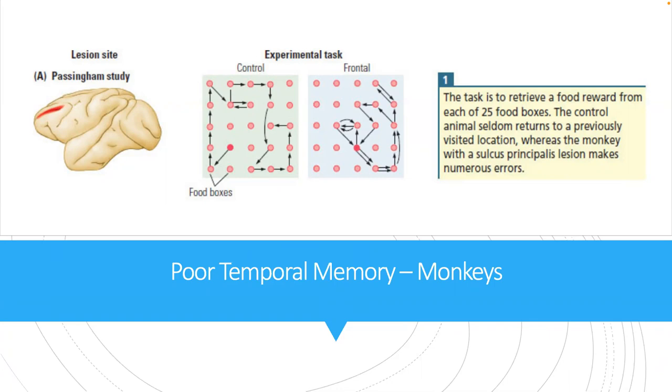Another example would be that monkeys were presented a task where they were required to open each of 25 doors to obtain a food reward. This is the one shown here through the pictures at the top. Food was placed behind each door once per day. So they had to learn not to return to locations where the reward had already been obtained. They found that lesions in area 46 produced impairments in that.